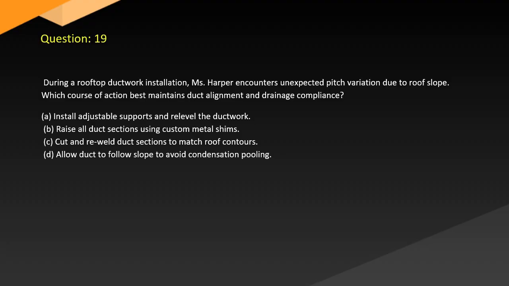Question 19. During a rooftop ductwork installation, Harper encounters unexpected pitch variation due to roof slope. Which course of action best maintains duct alignment and drainage compliance? A. Install adjustable supports and re-level the ductwork. B. Raise all duct sections using custom metal shims. C. Cut and re-weld duct sections to match roof contours. D. Allow duct to follow slope to avoid condensation pooling.